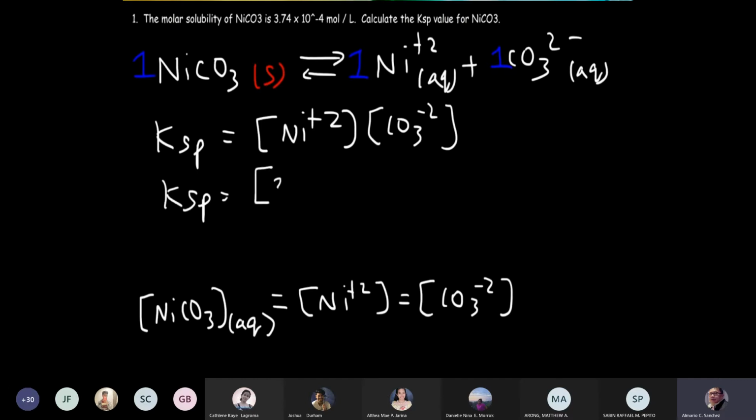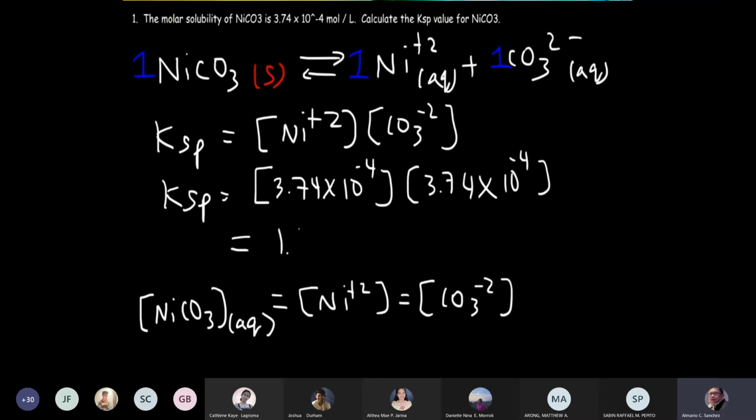So nickel is going to be the same number, and carbonate is also equal to the same value. So for this problem, it's 3.74 times 10 to the negative 4 squared. And so the KSP for nickel carbonate is 1.4 times 10 to the minus 7. And therefore, this is the answer.